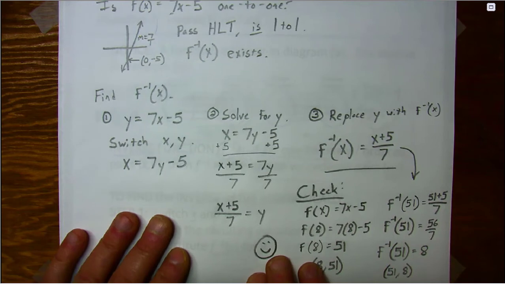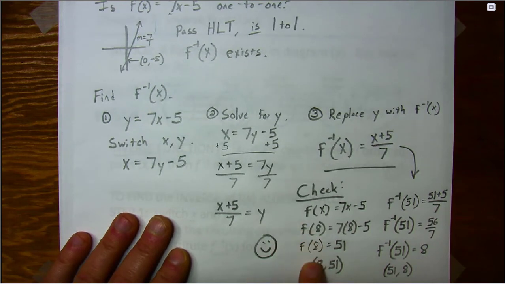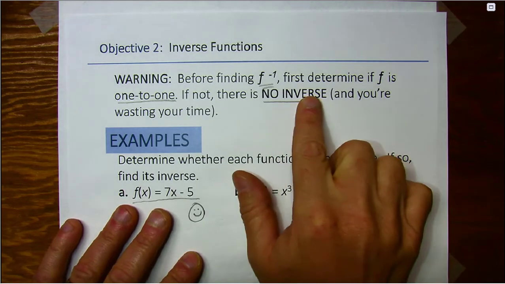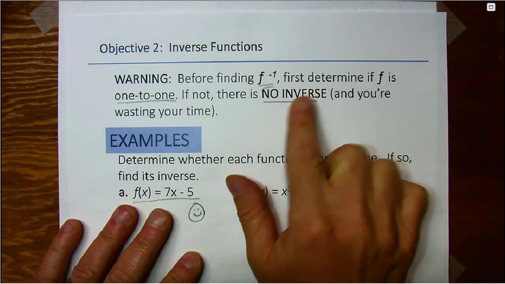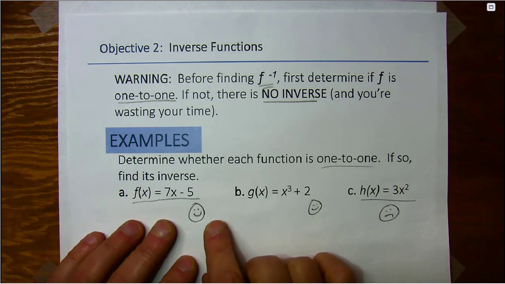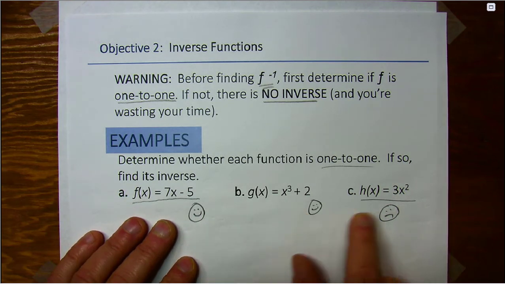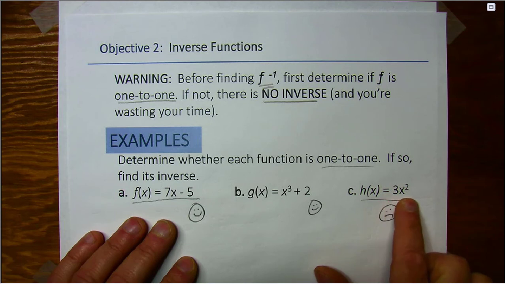And you can always check by plugging a number into the original function and getting an output, and then plug that output into the inverse and you should get your original input. But don't waste your time. The first thing you have to do is find if the function is one-to-one. Determine if it passes the horizontal line test. If it does pass the horizontal line test, you will find an inverse function. If it fails the horizontal line test like this parabola would, you will not have an inverse.